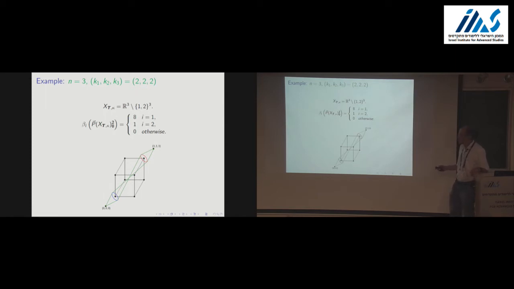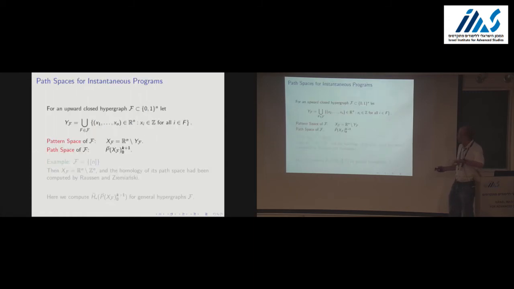The general case of instantaneous programs. Okay, so for the general case, we look at just a hypergraph which is inside {0,1}^n. So a hypergraph on n, so just a family of subsets of 1 to n. We assume that it's upward closed. It doesn't really matter, but it will be clear that we only need filters here.